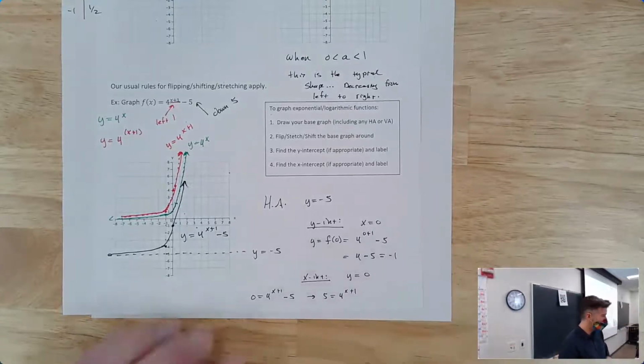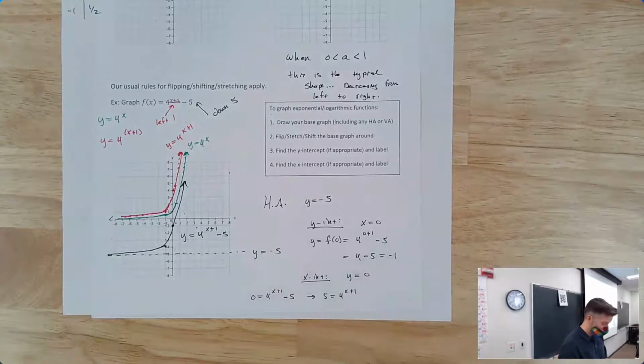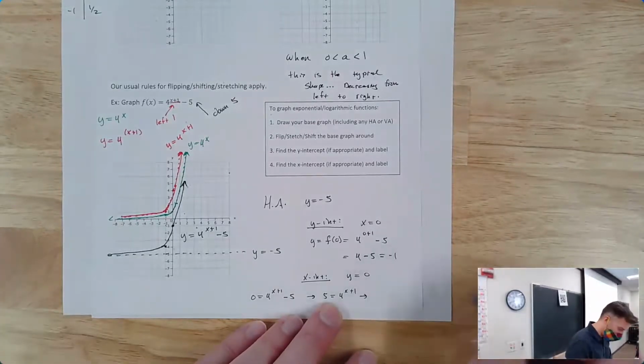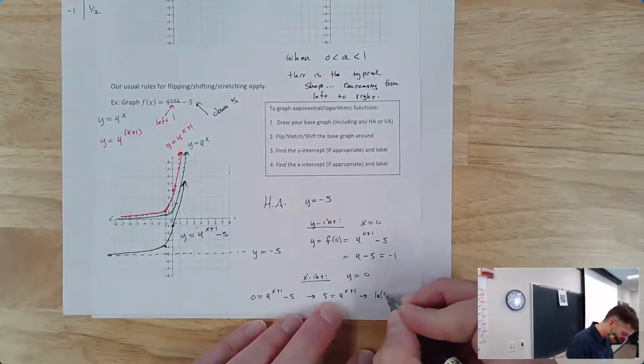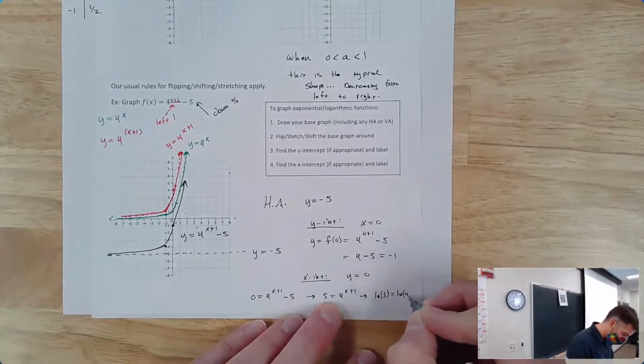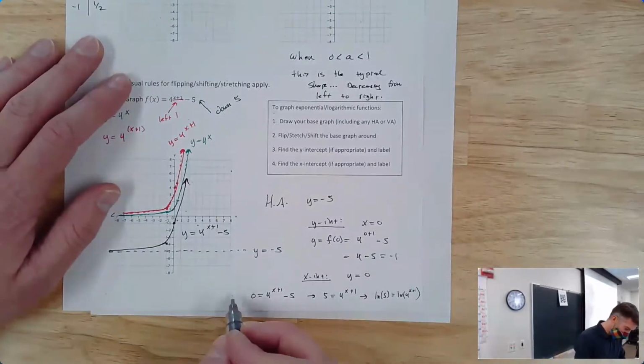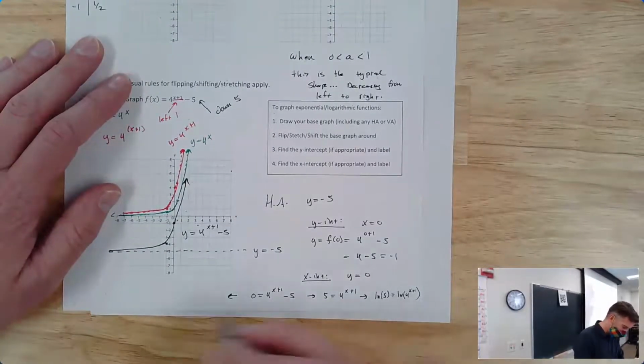And if I was trying to solve for this, we'd have to use logarithms. So I would take the natural log of both sides. Natural log of 5 equals the natural log of 4 to the x plus 1. I'm running out of room. I go over here. The x plus 1 comes down.